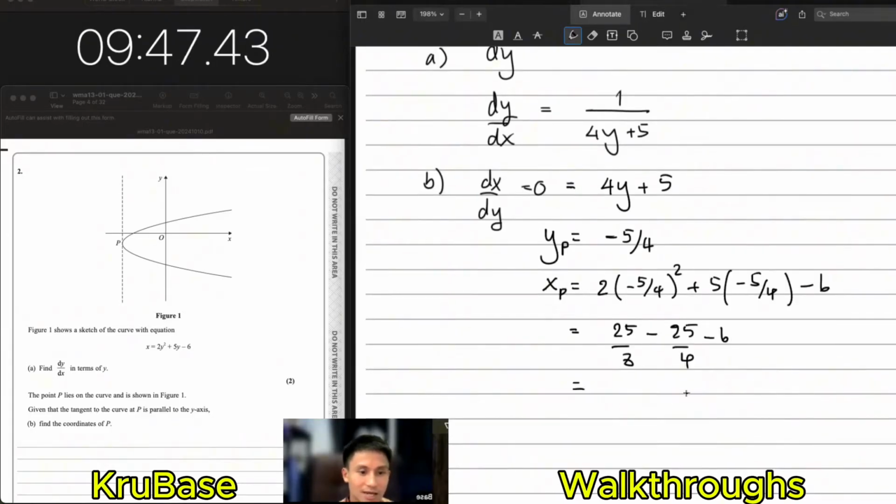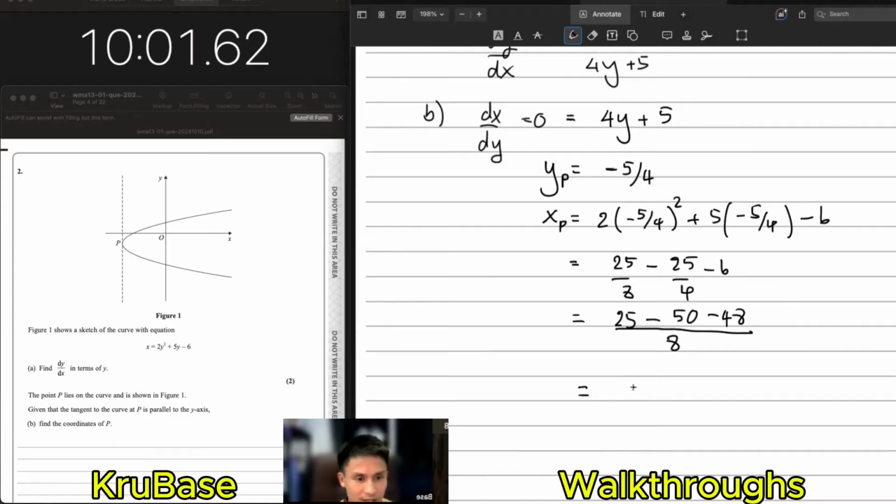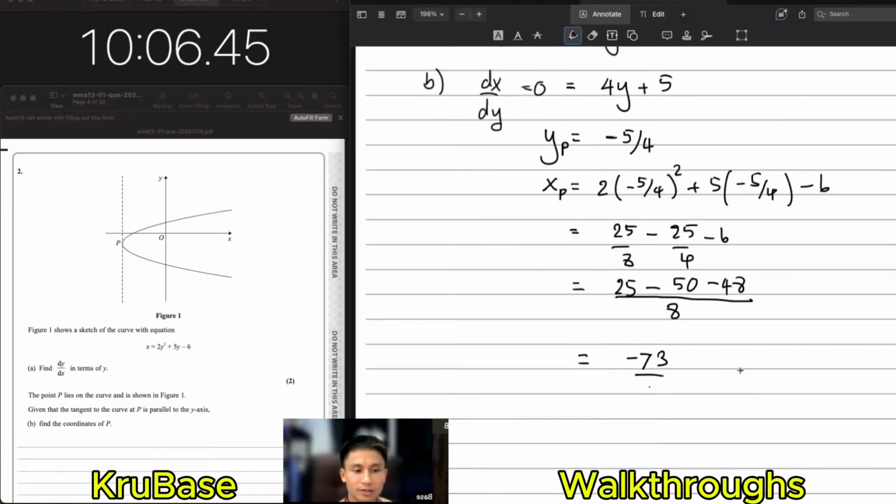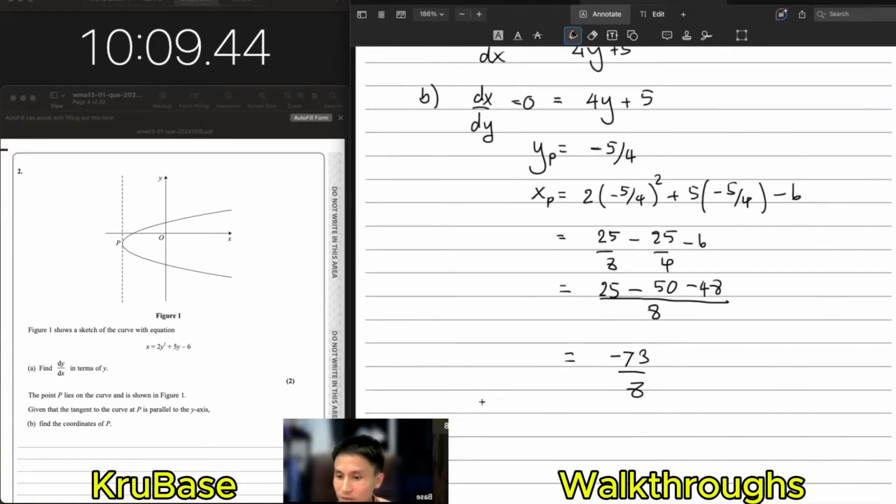So if I make everything in 8, so I have 25 minus, so this is minus 50 because I'm going to make everything over 8 here. And this will be multiplied by 8, so it is 48. So doing all the math there, I get minus 73. Yeah, that should be right. So that means coordinates of point P would be x being minus 73 over 8 and y being minus 5 over 4. That makes sense because x seems to be further away from than y being further down, right?